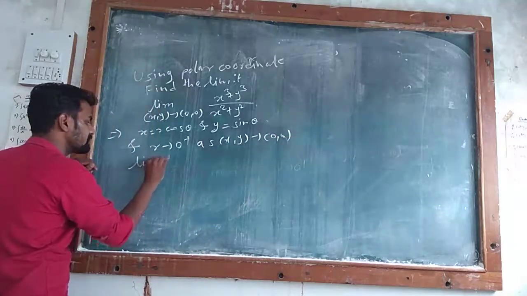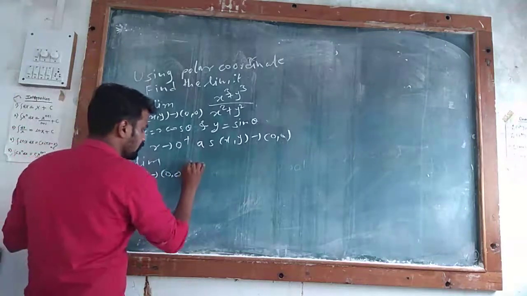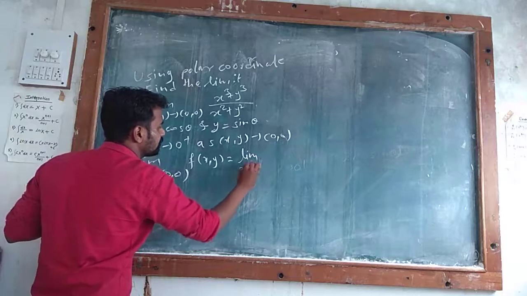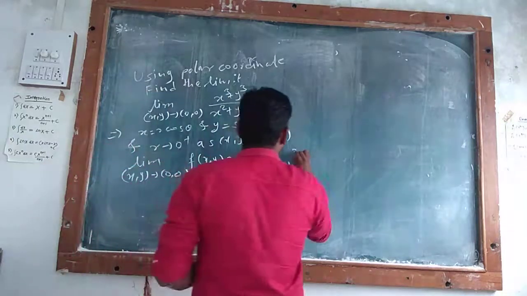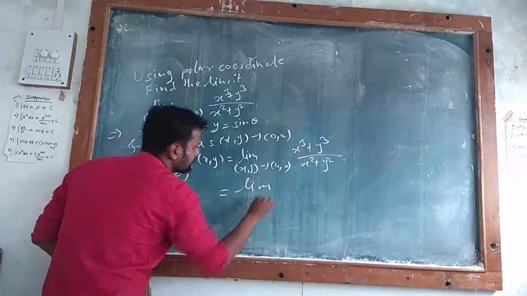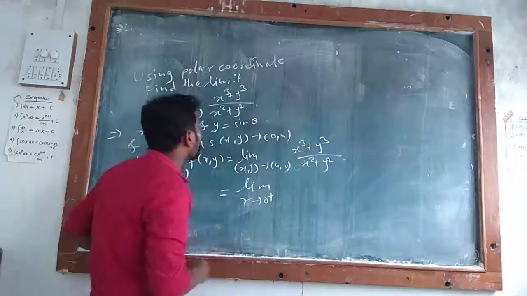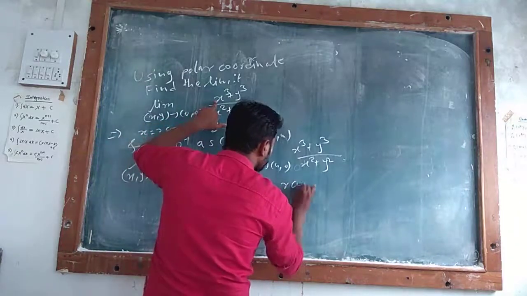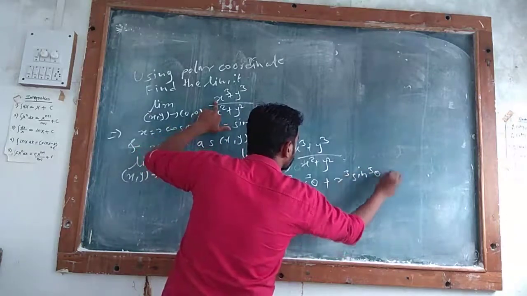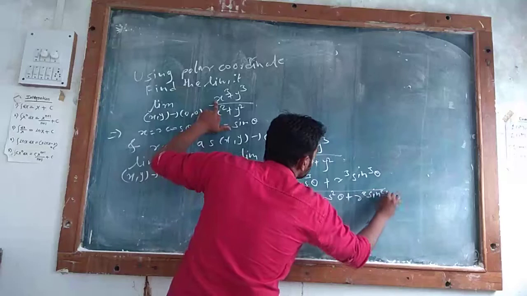So we have the limit as x, y tends to 0, 0 of f of x, y is equal to the limit as x, y tends to 0, 0 of x cube plus y cube upon x square plus y square, which is equal to, we know that as x, y tends to 0, 0 we have r tends to 0 plus. Here it is r cos theta cube, that is r cube cos cube theta plus r cube sin cube theta divided by r square cos square theta plus r square sin square theta.